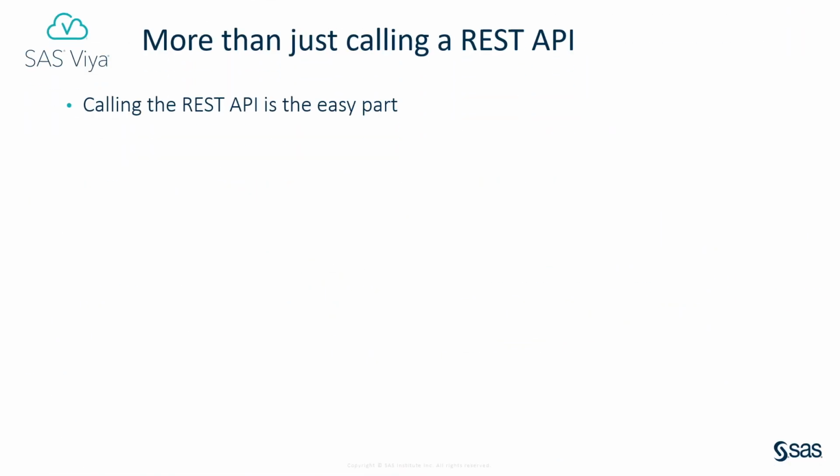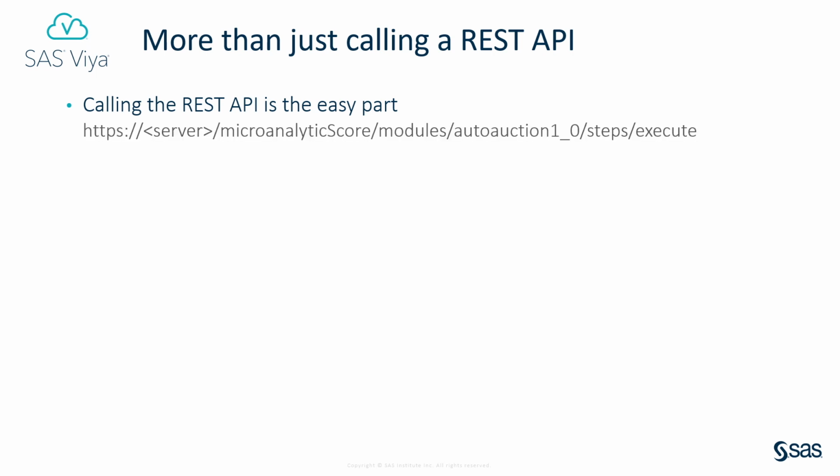However, there is more to the implementation than just deploying the SAS software. Calling the REST API is the easy part. For example, I created this auto auction decision flow as part of my testing, and this is how I call it. The first part here is calling the service, and we can see the Micro Analytic Score modules, followed by the decision flow execute API, so my auto auction decision flow.